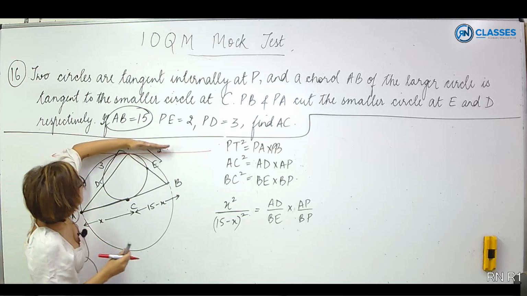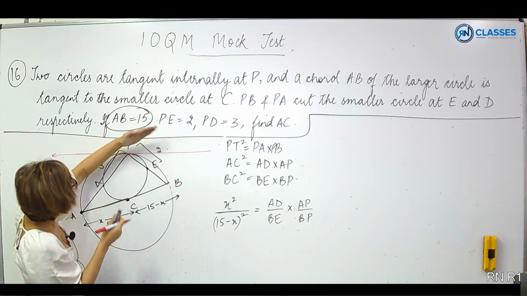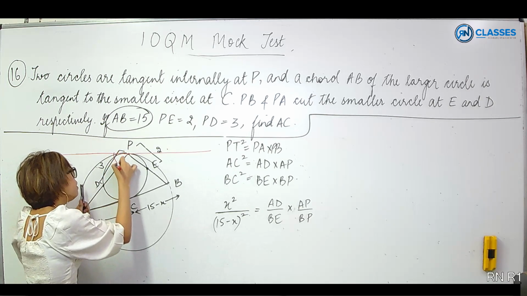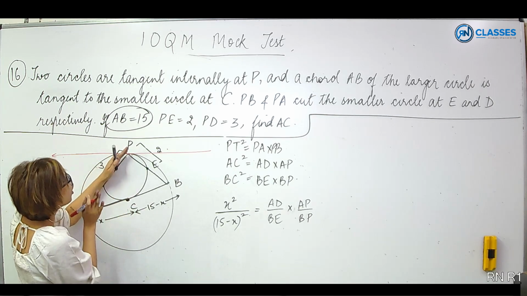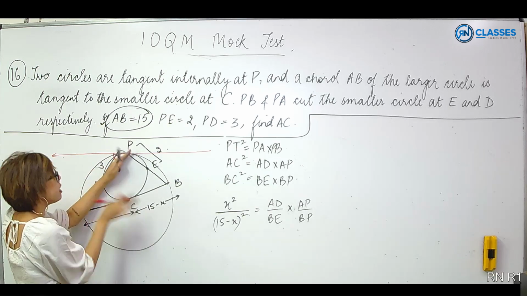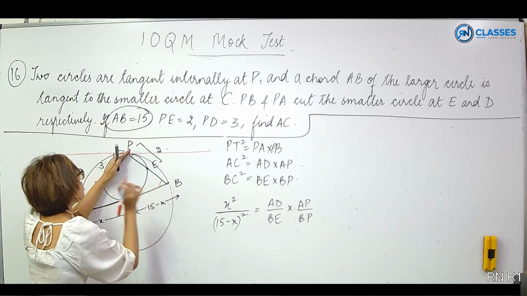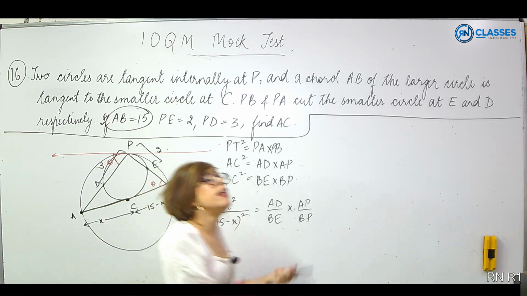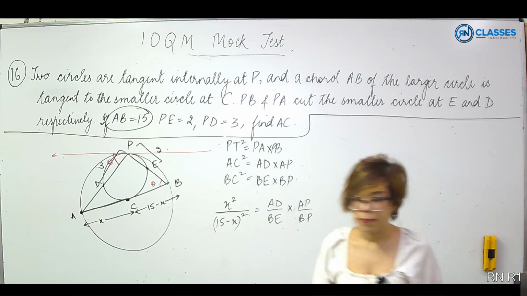Mind it, this is a tangent to the bigger circle, and this is the chord of the bigger circle again. That means this angle would be equal to the angle in the alternate segment. So two segments, this and this, alternate one, so that one. If this is theta, this will be theta. Whatever results I know, let me just use them and see what happens.